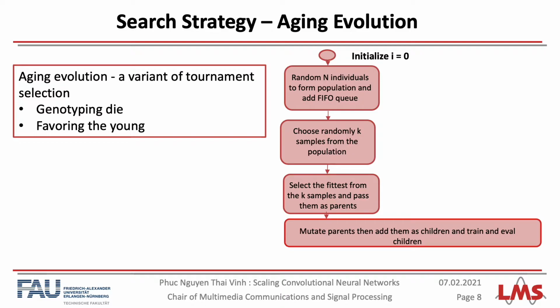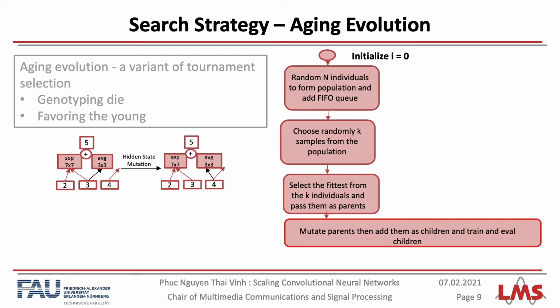And later we need to sample from the population. The reason we need to sample one more time uniformly is because we want weaker architectures to have an equal chance to be picked, because later they can perform better. So we select the fittest from the sample and assign it as a parent, and we apply a mutation, meaning some kind of transformation, to create the child, and then we train and evaluate the child.